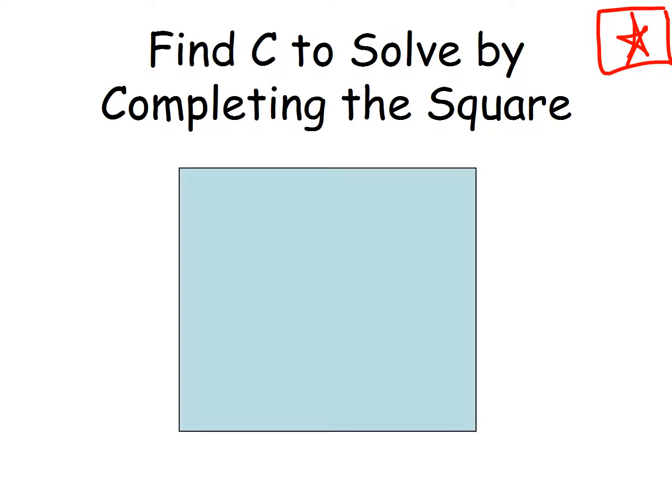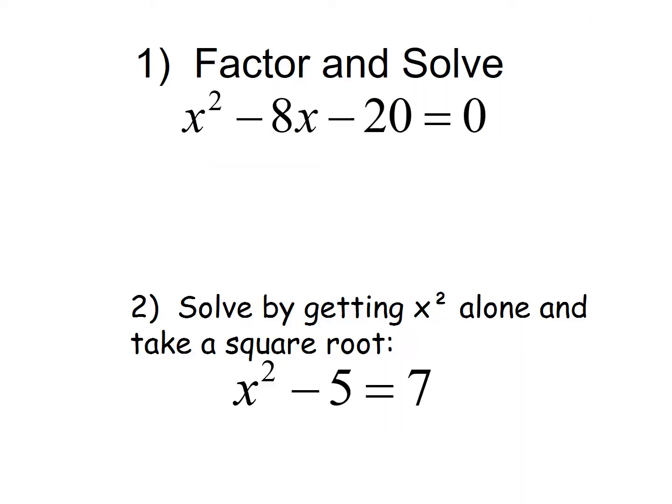All right, so with that, we're going to get started by talking about completing the square, or finding C to solve by completing the square. So far in Algebra 2, we've talked about how we can factor and solve. So like in this number one problem, what we've done in the past is we set up two sets of parentheses and we said the first thing times the first thing has to get back to x squared. So it's x times x got me back to x squared.